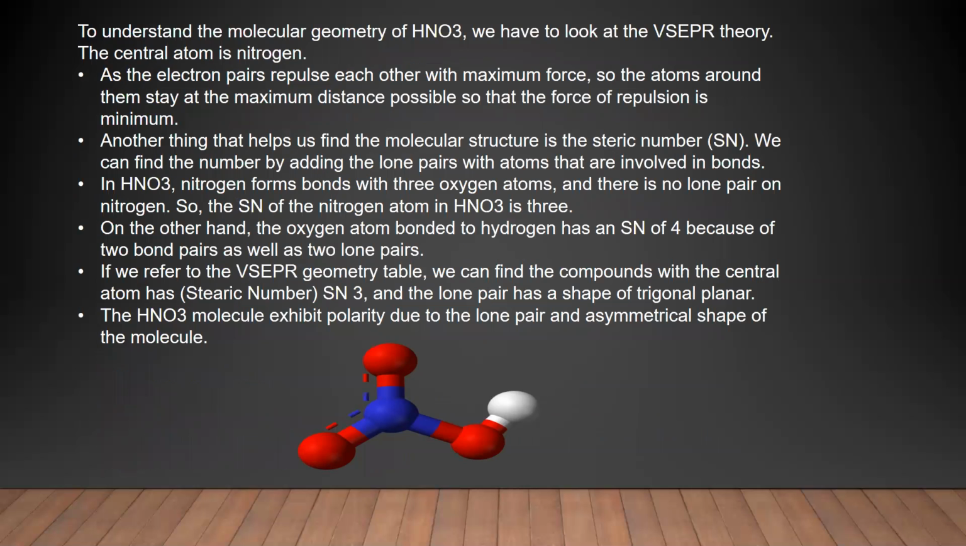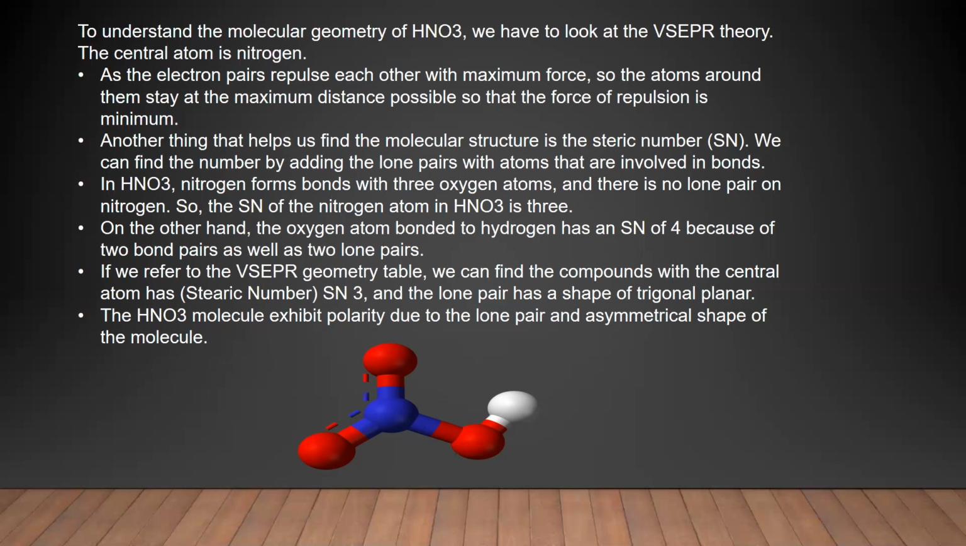To understand the molecular geometry of HNO3, we have to look at the VSEPR theory. The central atom is nitrogen. This is shown in the figure below. Here the central atom is nitrogen, shown by the blue ball. The 3 red balls are the oxygen atoms, and the white one is hydrogen, attached to one oxygen atom.